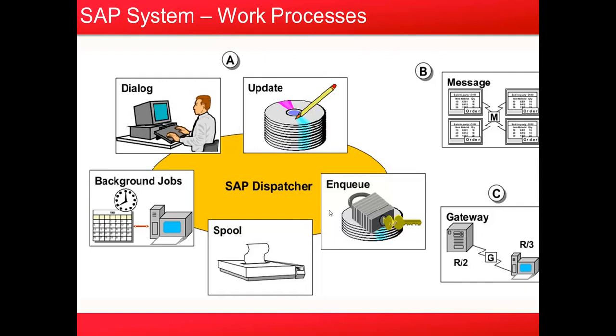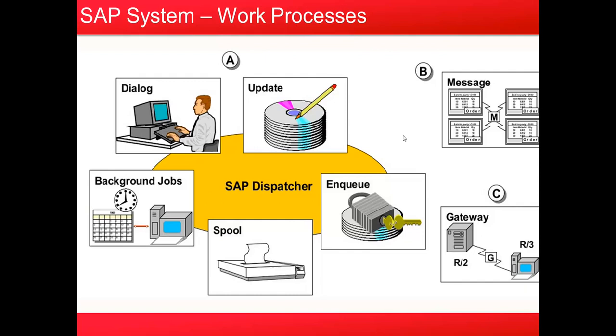Then this is your background jobs work process, which executes programs that run without interaction from the user. We need to have at least two background work processes for each SAP system. They take care of heavy duty work without user interaction. So that is one type of work you can see, that is category A, all the work process related stuff.